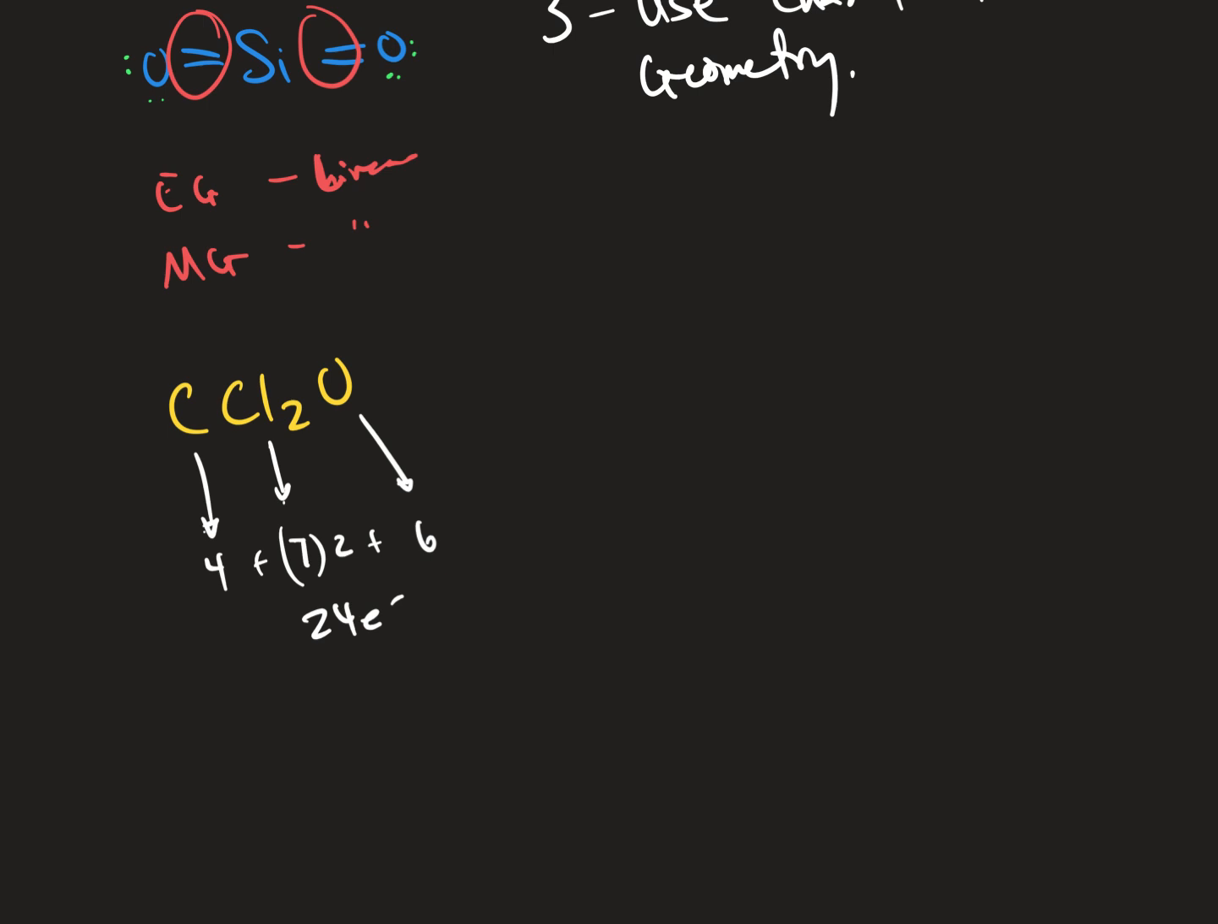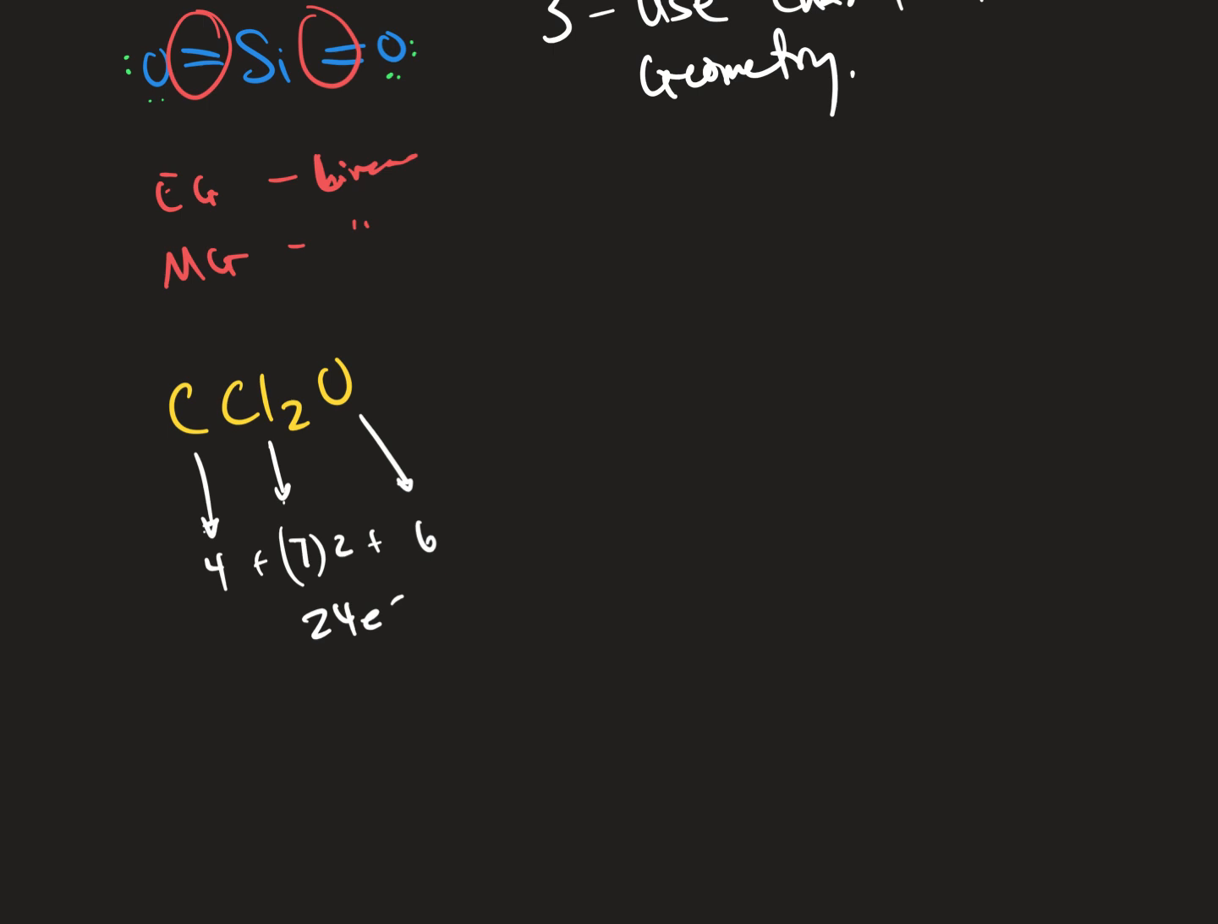Which one's the central atom? Carbon. Why isn't it oxygen? Because it's the first one. It goes first. Yeah, it's the least electronegative element. What's the most electronegative element on the entire periodic table? Did we talk about this?